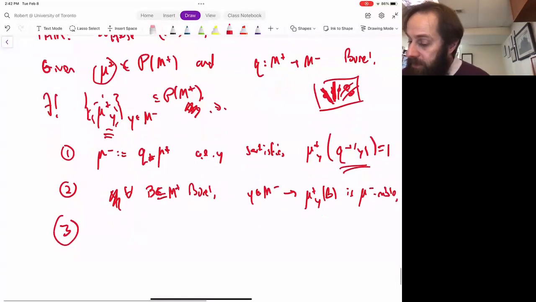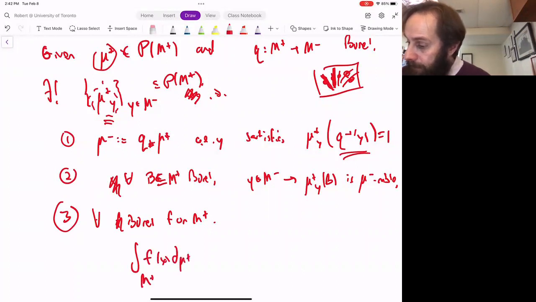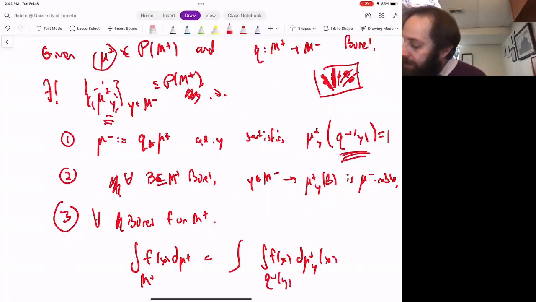And then the final condition is that, I guess it doesn't matter whether f is continuous or whatever, for every Borel f on M plus, if I want to know the integral over M plus of f, I can get it by integrating f d mu plus Y of x, and then over, I guess they vanish outside this set here, so over Q inverse of Y, and then integrating over all Y.